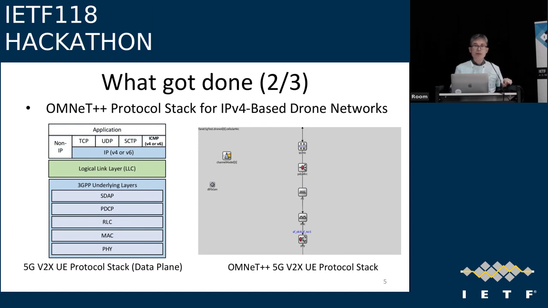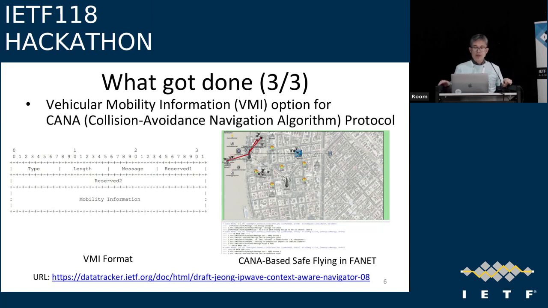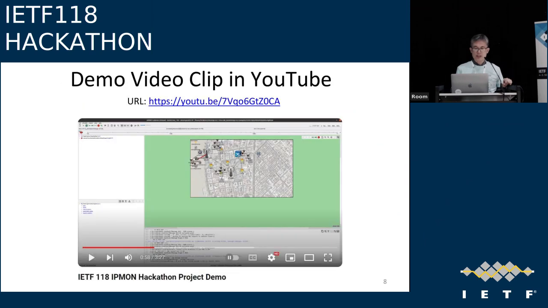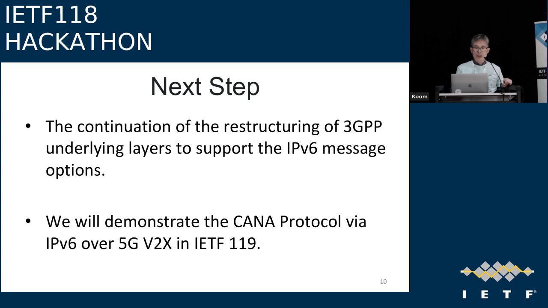On the right side, we have OMNeT++. This time, my PhD student implemented this in OMNeT++ with a V2X user equipment protocol stack. We have a draft IP wave context-aware navigation protocol, the Vehicular Mobility Information Action. This is a hackathon GitHub project, and this is on YouTube. So we got the feasibility of our draft. Next time we will try to implement IP version 6.